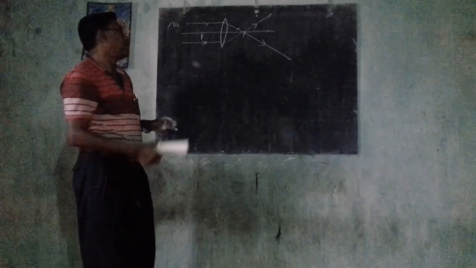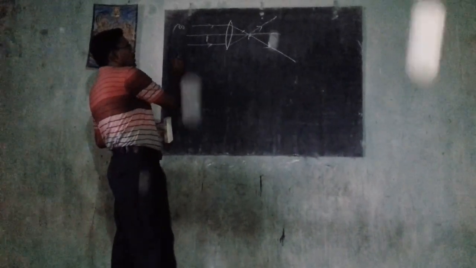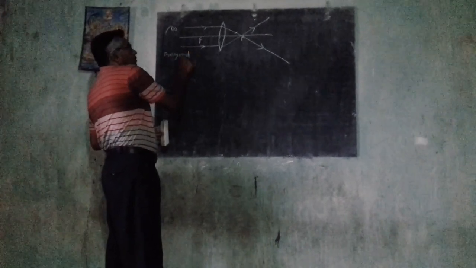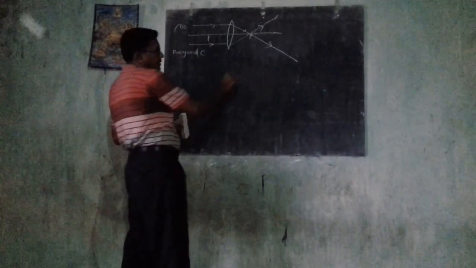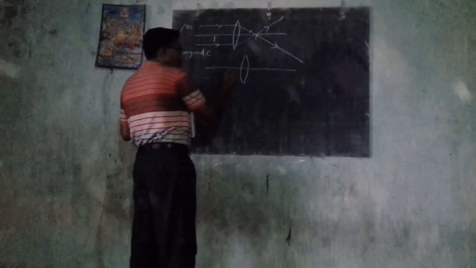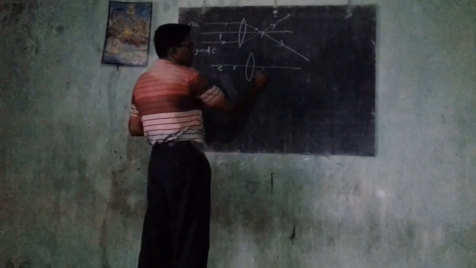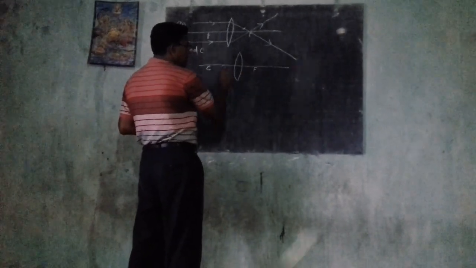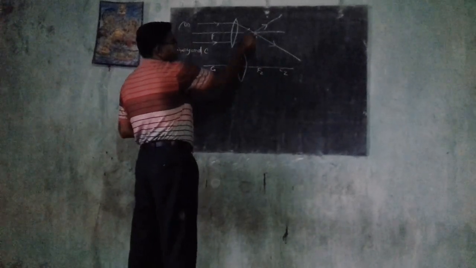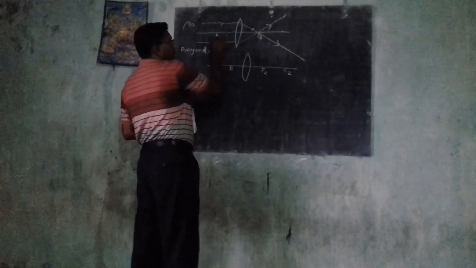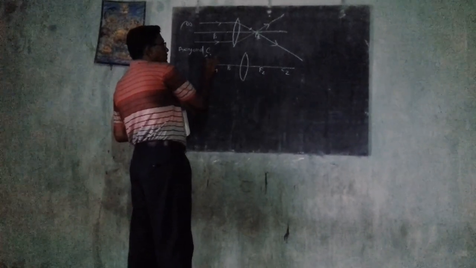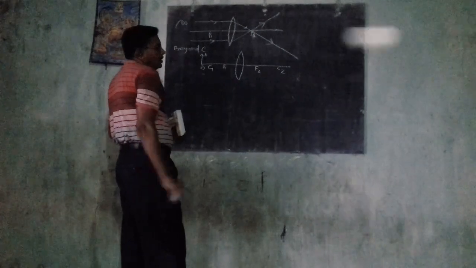Okay? Then when the object is beyond C, before the center of curvature, here you take the focus and center of curvature: F1, C1, F2, C2. This time here also F1, sorry, F2, F1. Now the object AB is beyond the center of curvature.